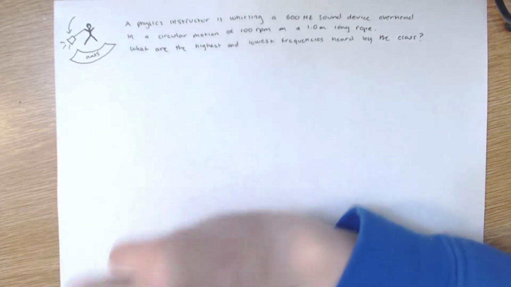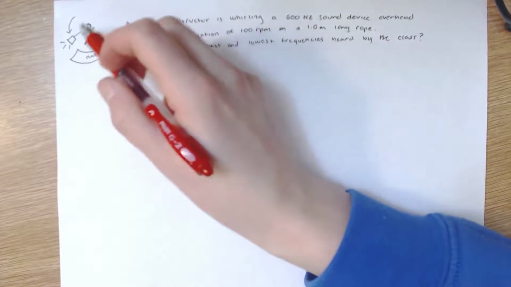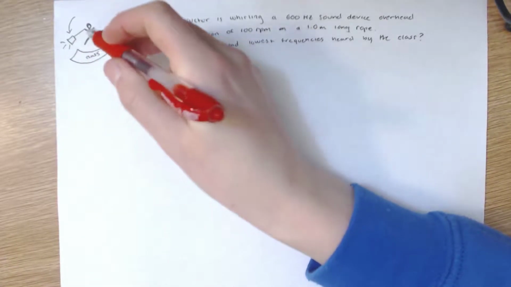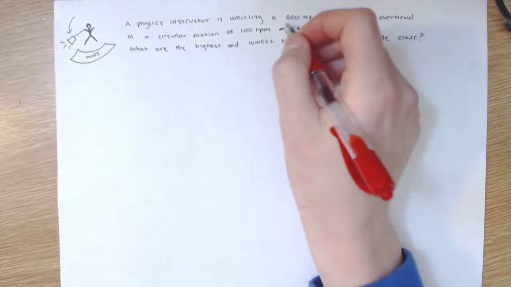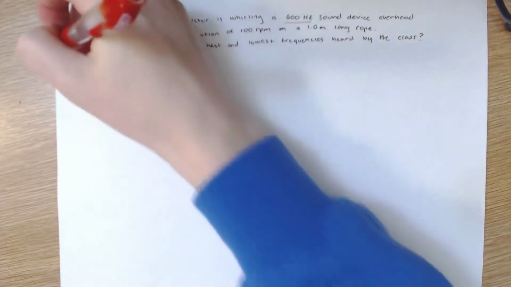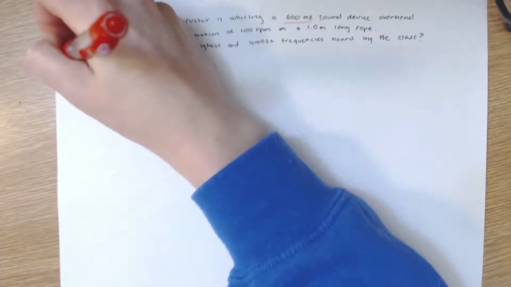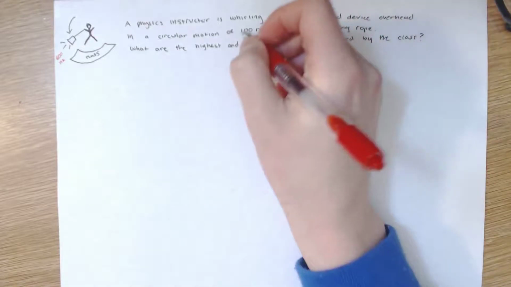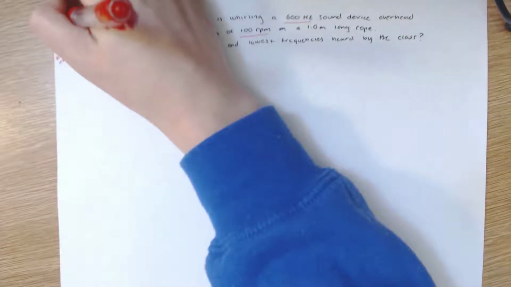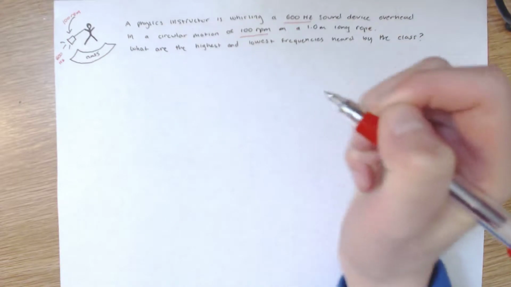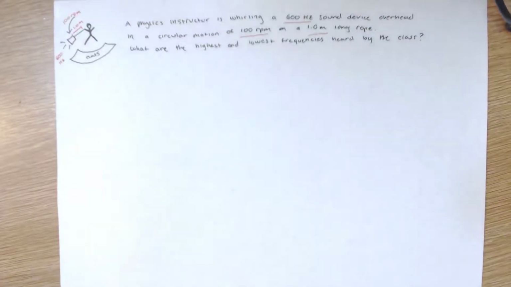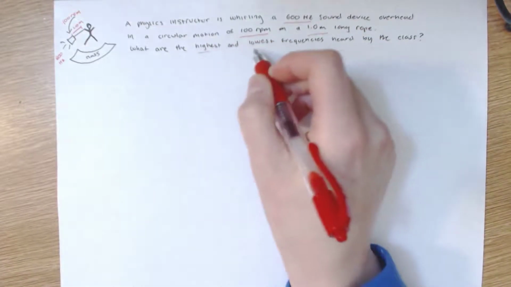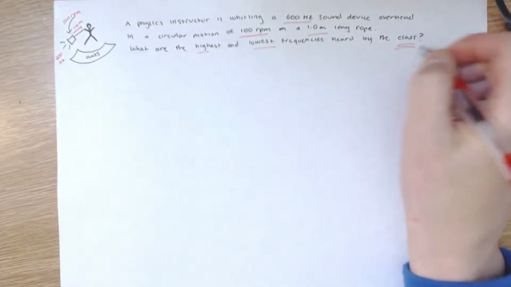So I went ahead and drew a picture of a professor whirling around a sound device overhead in front of the class. So let's go ahead and fill in some values here. So we have a 600 Hz sound device, so we can write 600 Hz out here. 100 revolutions per minute. And on a 1.0 meter long rope. And it says, what are the highest and lowest frequencies heard by the class?